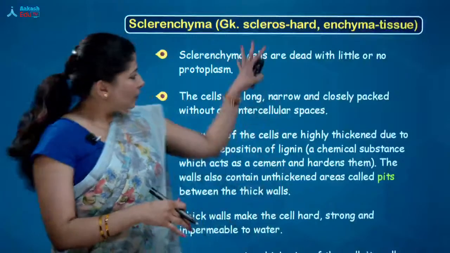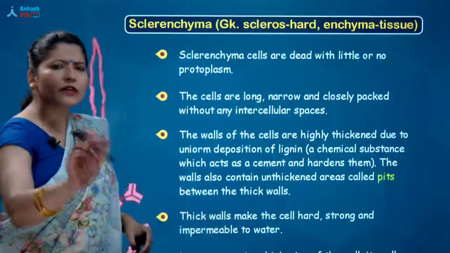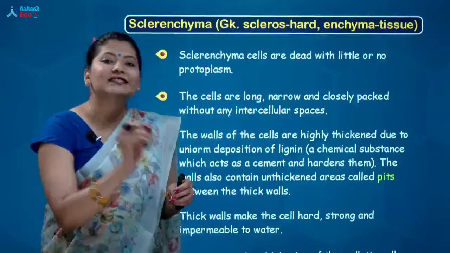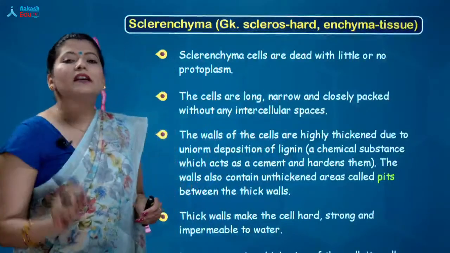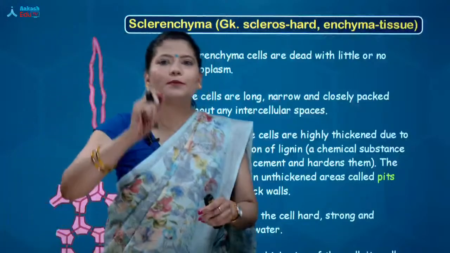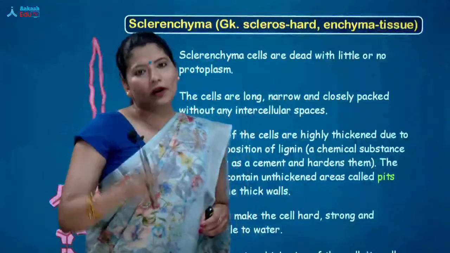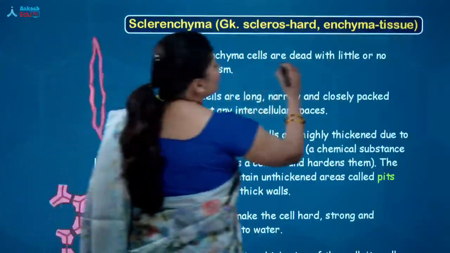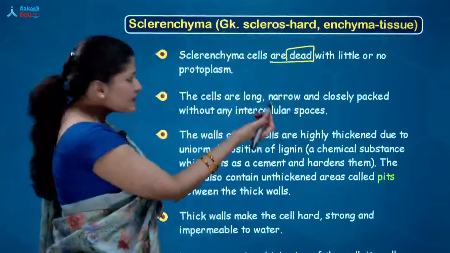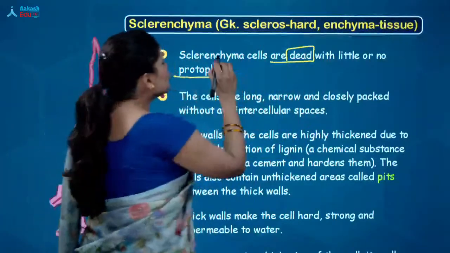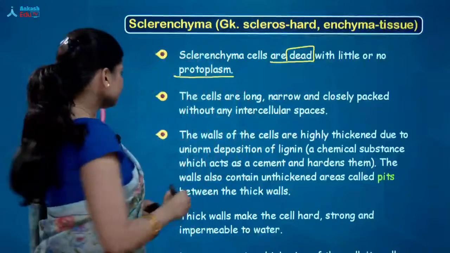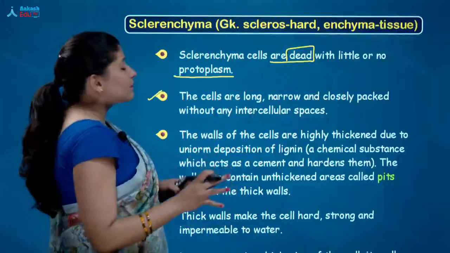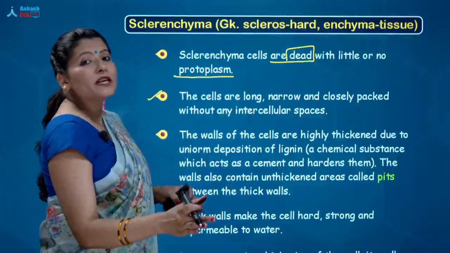And I am not even reading the theory right now, I am just telling you one function. Always remember, if any part of a plant is dead, what is the basic function? The basic function will be to provide strength, mechanical strength, right? So sclerenchyma cells are dead cells with little or no protoplasm, right? The cells are long, narrow and closely packed without any intercellular spaces.